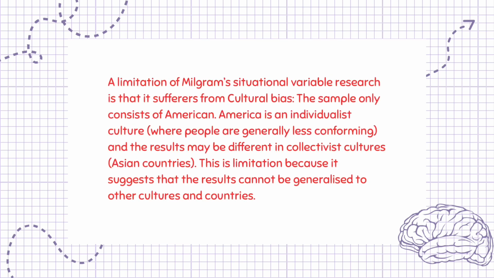A limitation of Milgram's situational variable research is that it suffers from cultural bias. The sample only consists of Americans. America is an individualist culture, where people are generally less conforming, and the results may be different in collectivist cultures, e.g. Asian countries. This is a limitation because it suggests that the results cannot be generalized to other cultures and countries.